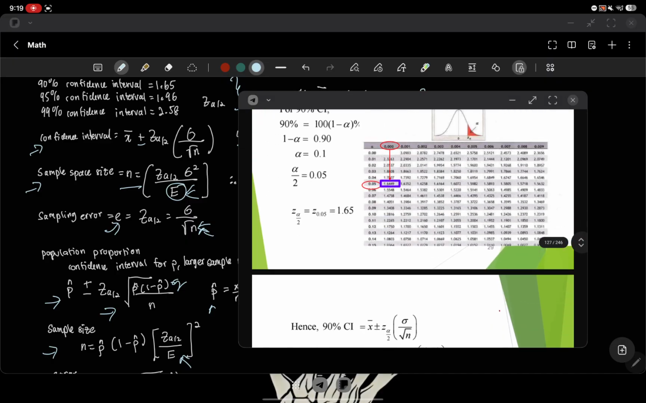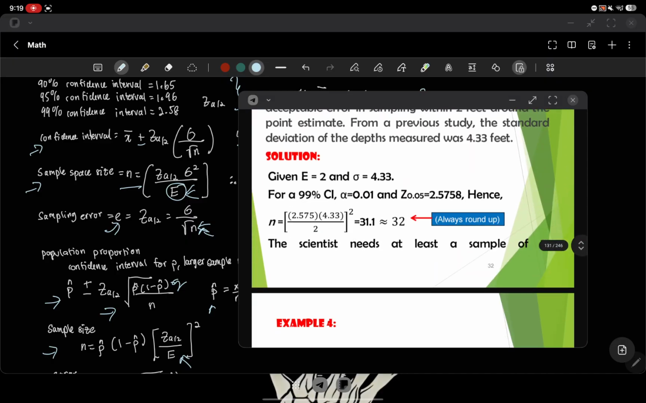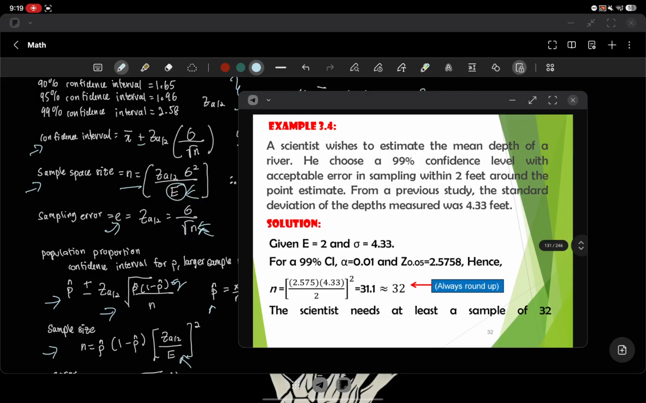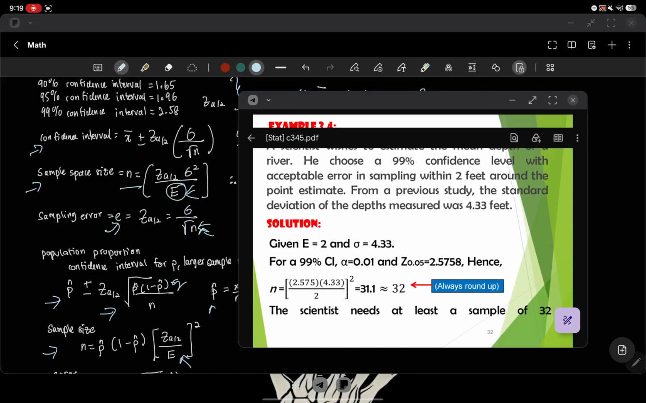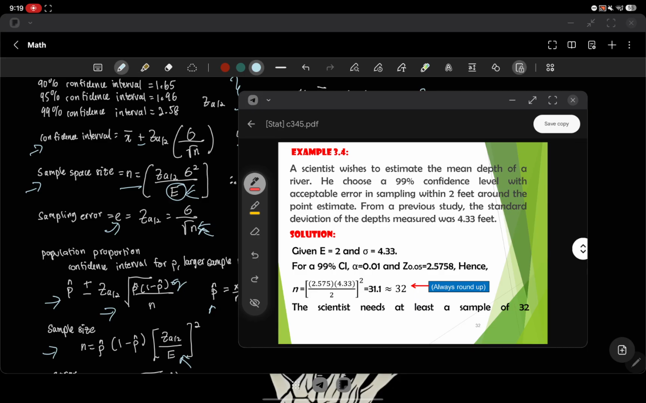The second example would be, okay, this is the second example. This is for the error. Now for the error, if you see, the depth of a river, so he chose 99% confidence, you know that is 2.58, the Z alpha over 2. Then we have the sampling error E is 2 feet, so they want to find the sample size n.